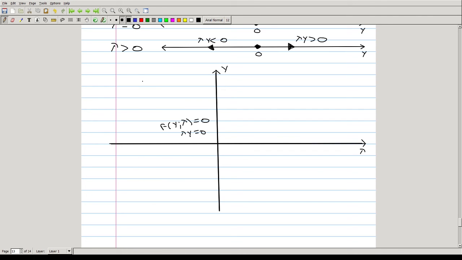And our region in two-dimensional space is split into 4 parts, the 4 quadrants. In this quadrant, f of y, lambda is positive. In this quadrant, f of y, lambda is negative.